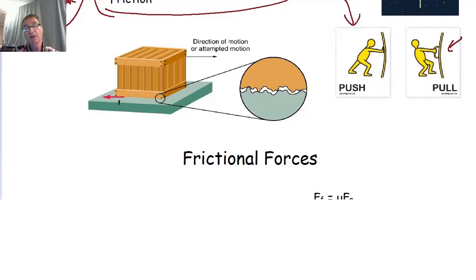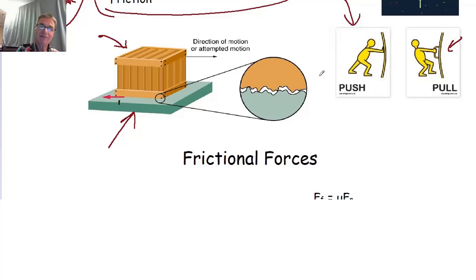But let's say that we have a slab of concrete here, and we have, you know, a box here. It's made of wood. Well, we have a frictional force between the box and the concrete. And why do we have a frictional force?